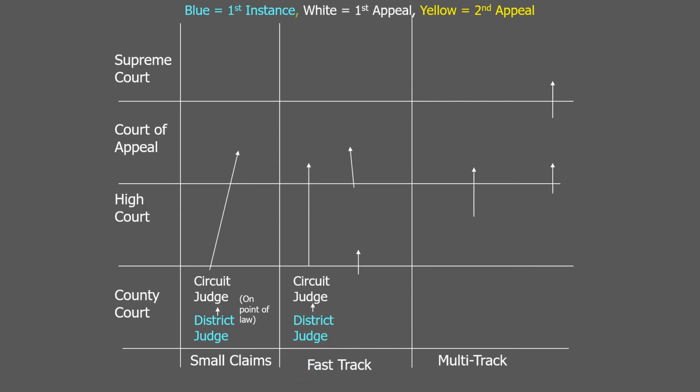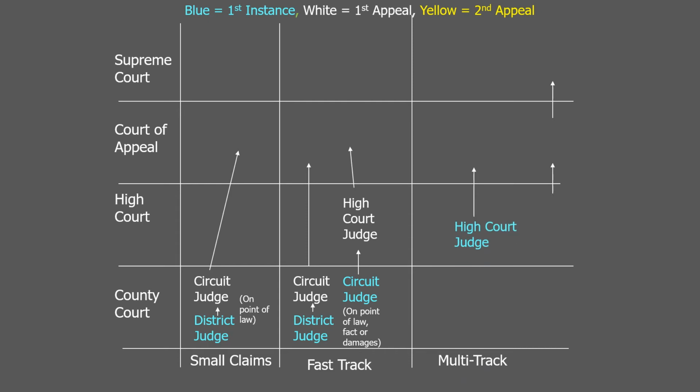Now this would normally be on the point of law. With fast track, if heard by a district judge, then you would move on to a circuit judge on appeal, but again it would remain in the same court. But if you started off with a circuit judge, then you would go to a High Court or puisne judge in the High Court. Again, going to High Court, similarly to criminal law, it must be a point of law, a fact, or damages.